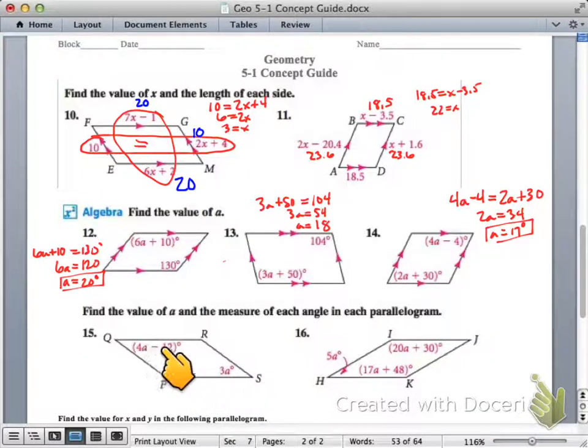You can set these equal. You can say that these are supplementary, but find A and then plug in A for each of these to get the angle measure. So that is what you do here in 15 and 16. Give it a shot.